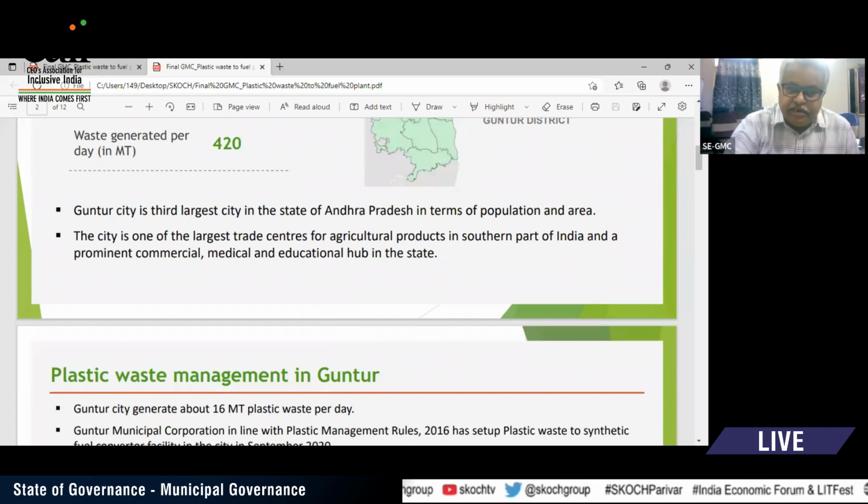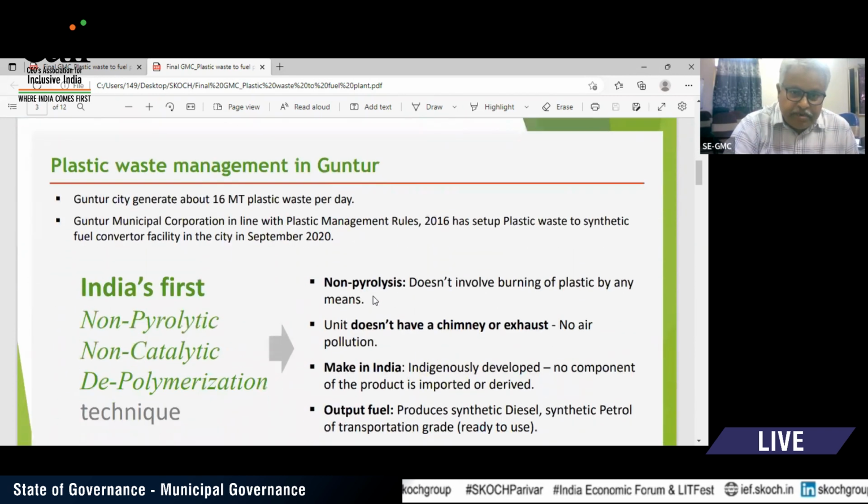This is one of the largest trade centers for agricultural products in the southern part, and a prominent commercial, medical and education hub in the state. Chilli is a prominent trade in the Guntur municipal area. Sir, regarding Guntur city, we are getting around 16 metric tons of plastic waste per day, which is 4 to 5% of solid waste generated. So the Guntur Municipal Corporation, in line with Plastic Management Rules 2016, has set up a plastic waste to fuel converter facility in September 2020.